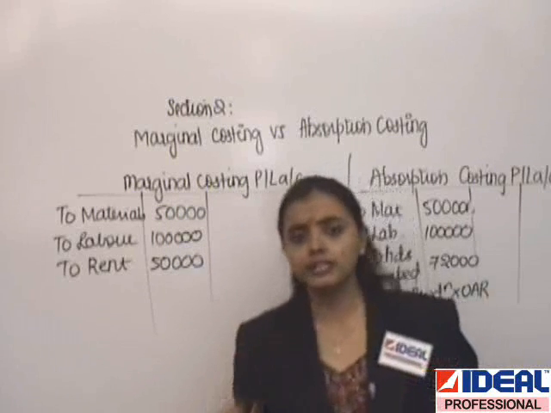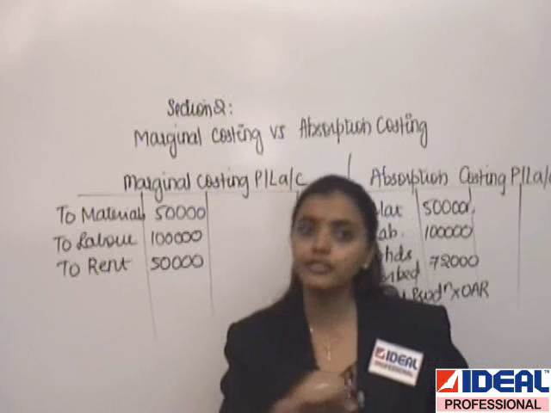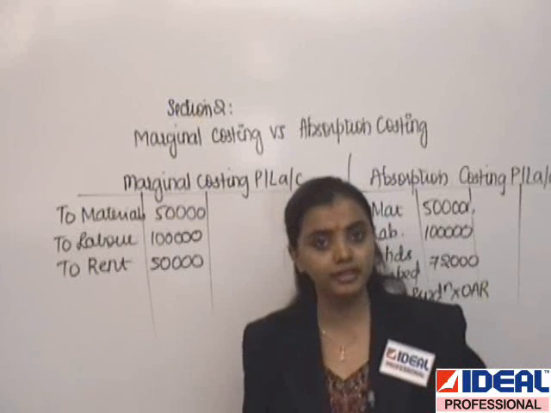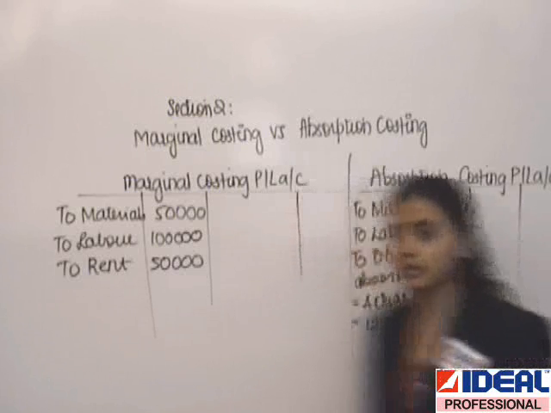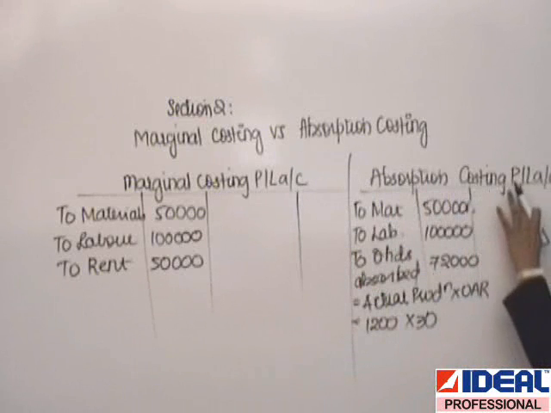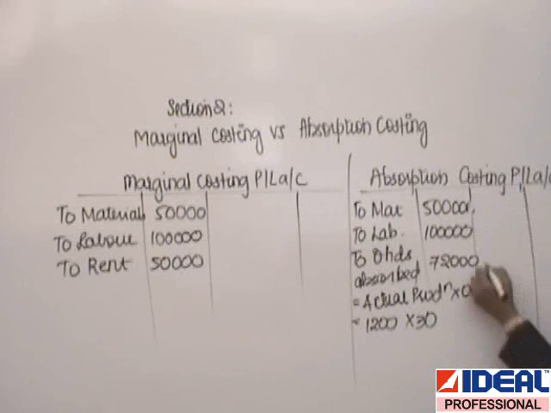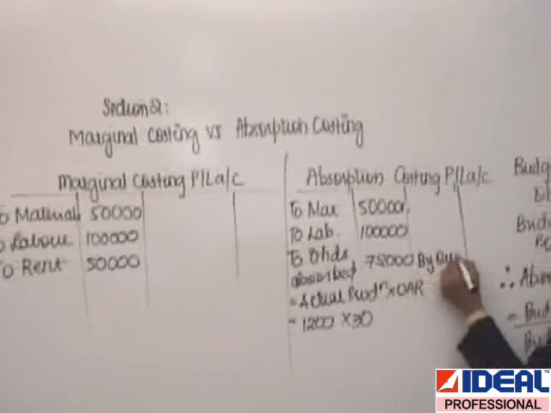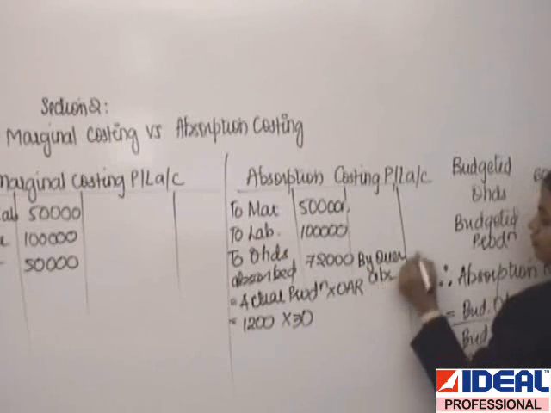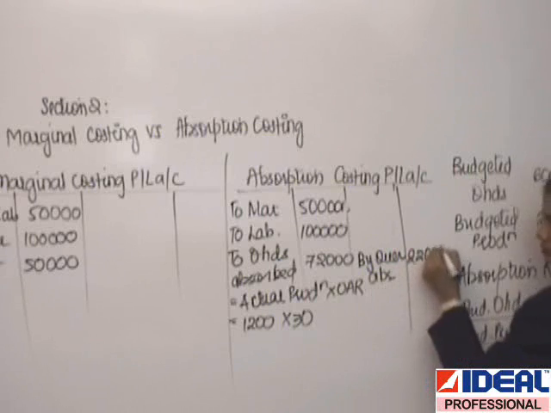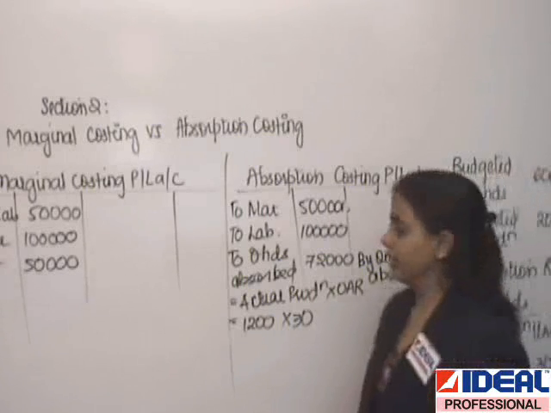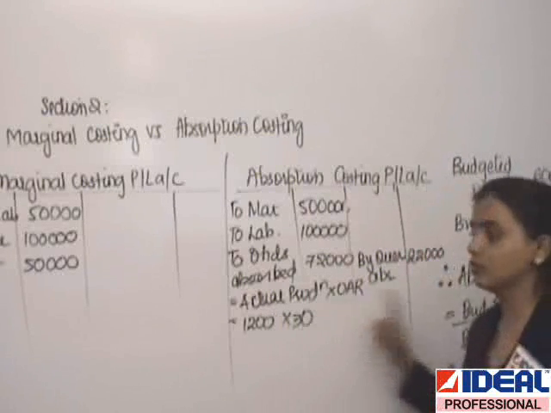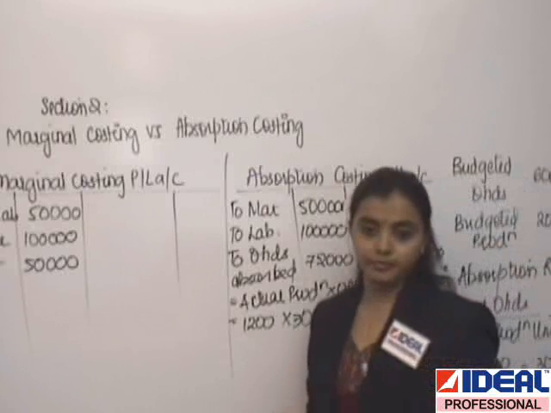Assuming that this over-absorption is due to inefficiency of the workers in the factory, we transfer it to costing P&L, by over absorption 22,000. Hence your fixed overheads of 22,000 gets adjusted.